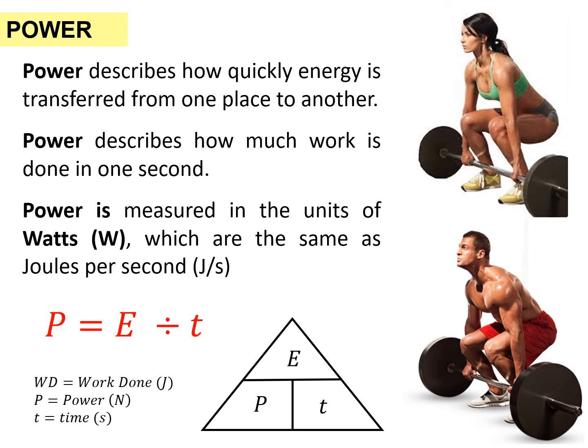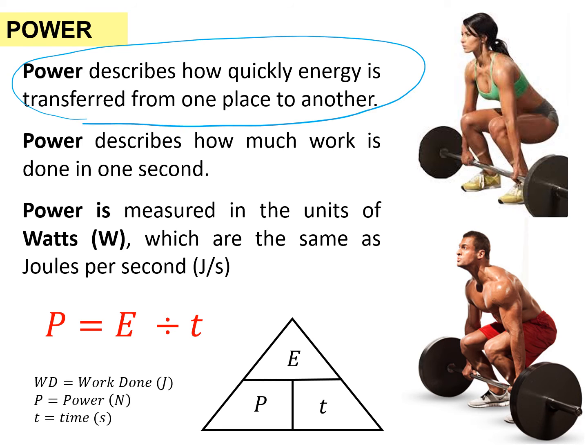Okay, power. We've got two power lifters here. Power describes how quickly energy is transferred from one place to another. So a powerful person can do a lot of work in a very short space of time. That's what these two athletes are doing. They're going to do a lot of work. They're going to lift those heavy weights upwards in a very short space of time.